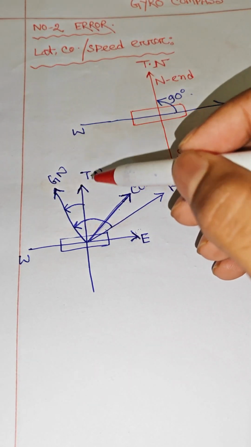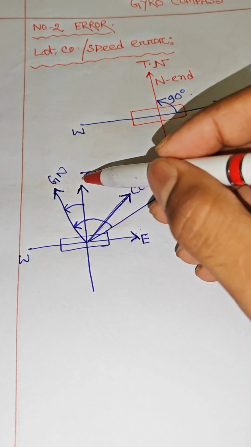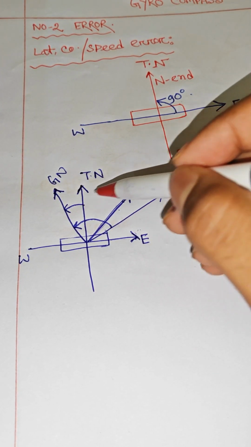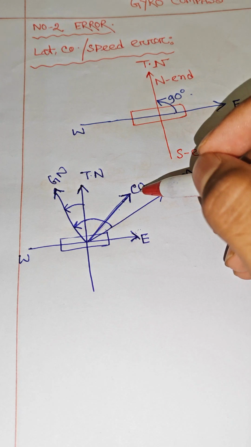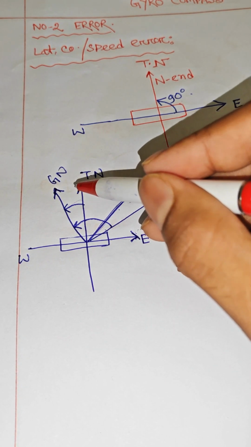Okay guys, how much angle is deflected from the true north? It means your gyro north is deflected from the true north. It can be eastward, it can be westward, as per your ship's course. That much angle is called the latitude course and speed error, guys.